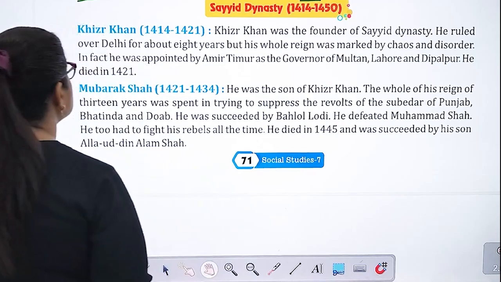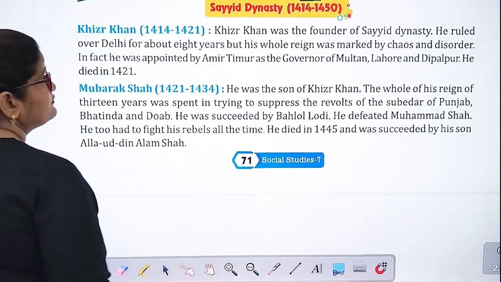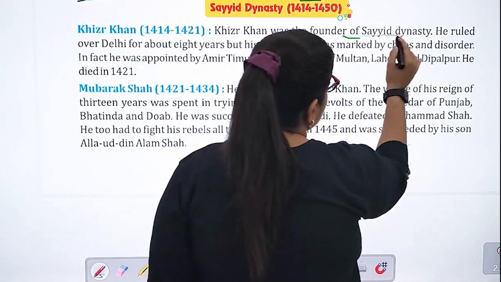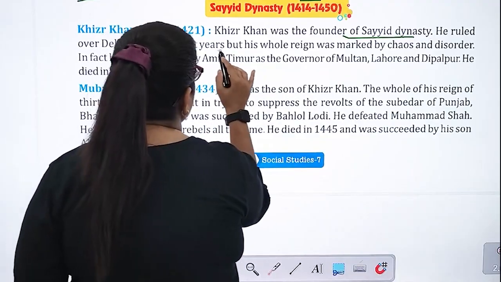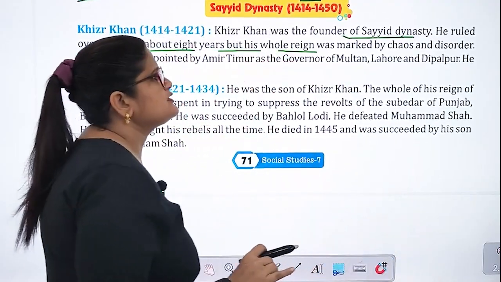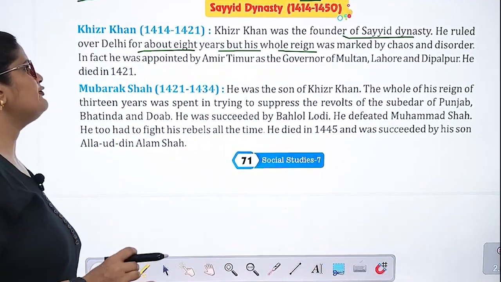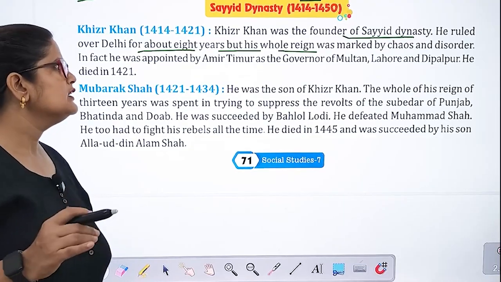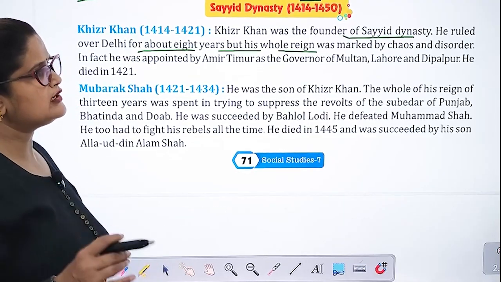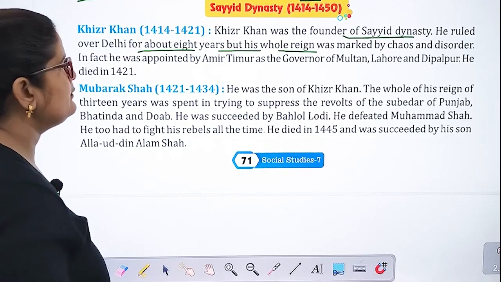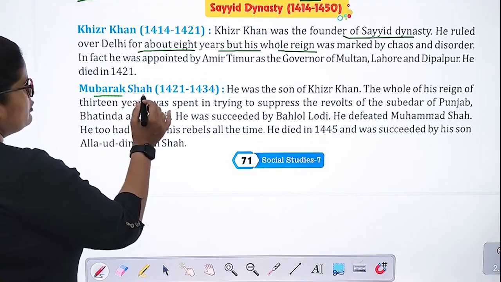Sayyid dynasty. Khizr Khan was the founder of the Sayyid dynasty. He ruled over Delhi for about 80 years, but his reign was marked by chaos and disorder. In fact, he was appointed by Amir Timur as governor of Multan, Lahore, and Dipalpur. He died in 1421.